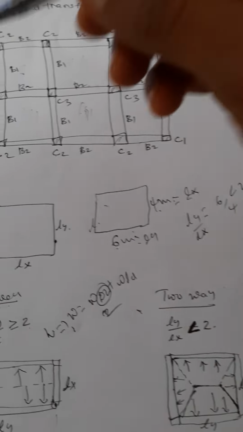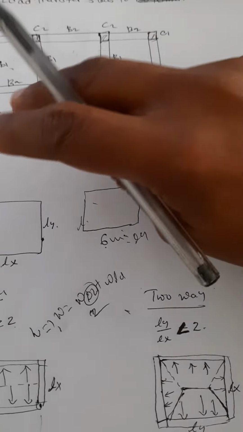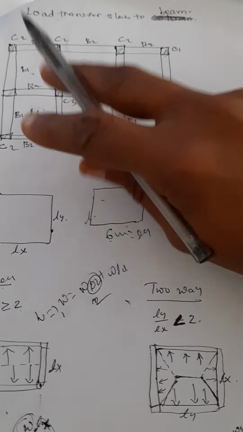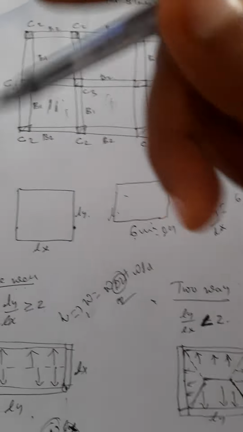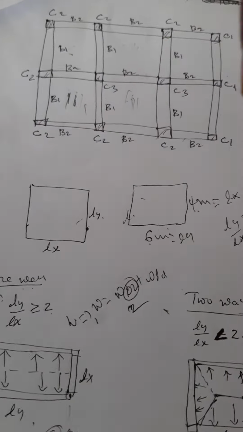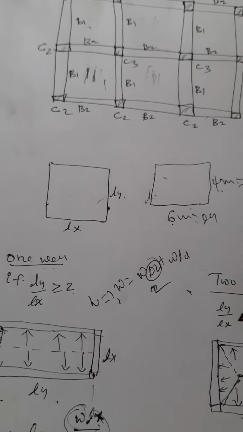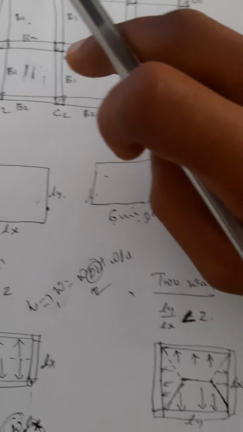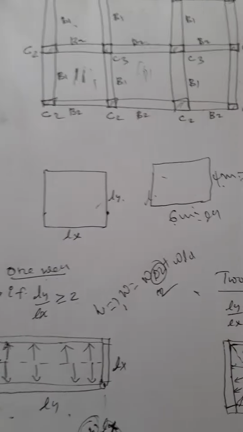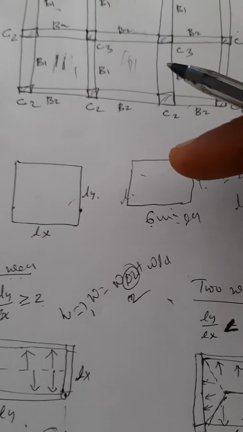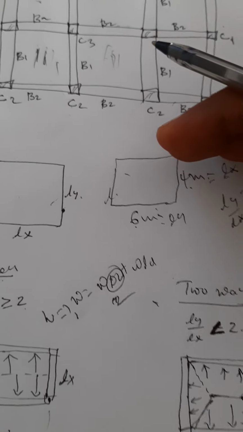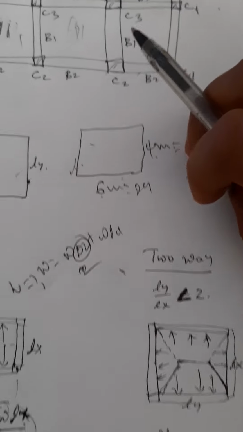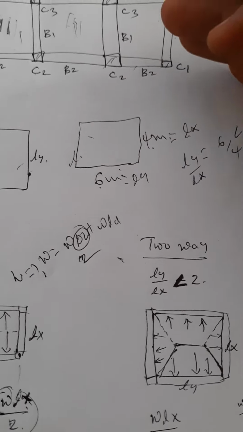Okay, let's start. During load transfer we should know that there are two kinds of slab: one way and two way. One way means the longer direction of the cross section of the slab divided by the shorter direction of the slab is greater than or equal to 2. So the load transfer will be different. If the longer direction divided by the shorter direction is less than 2, we call it a two-way slab. So the load transfer and the calculation will be different.